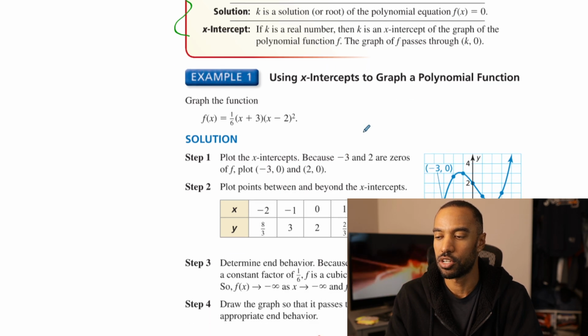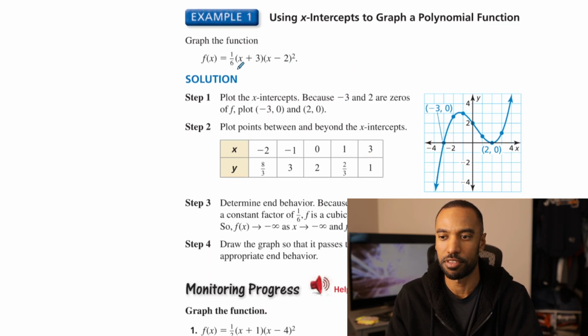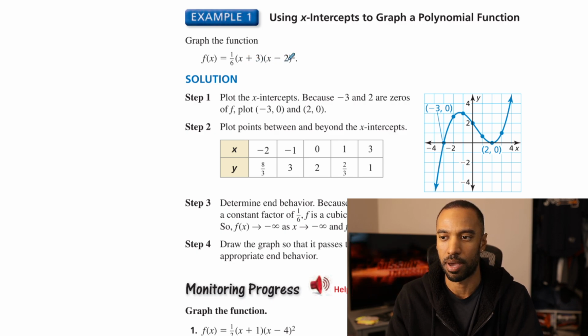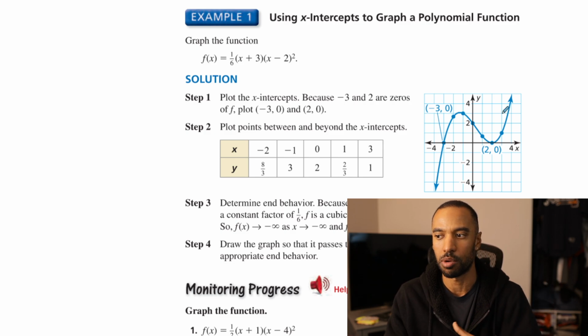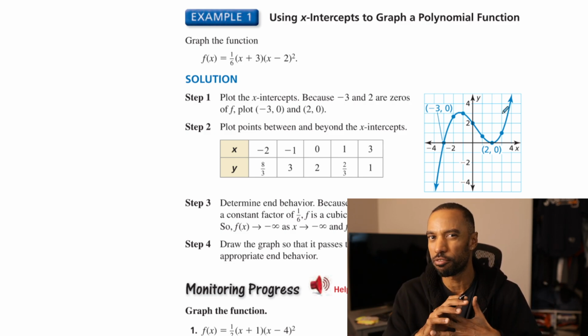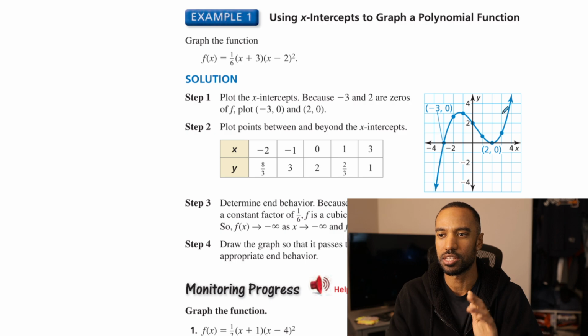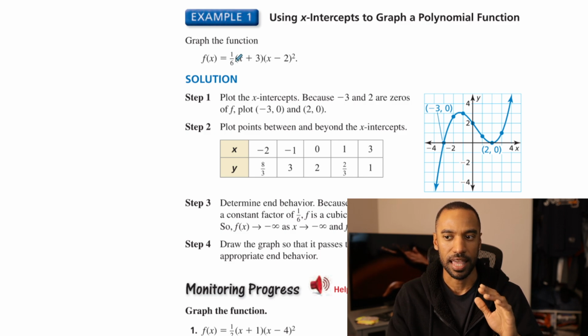So, using x-intercepts to graph a polynomial function. Let's graph this function f of x equals 1/6 times (x plus 3) times (x minus 2) quantity squared. Now, they still use a table in some way. I kind of want to refrain in some ways as well, because my goal really is to work end behavior, x-intercepts, multiplicities, and that kind of stuff.